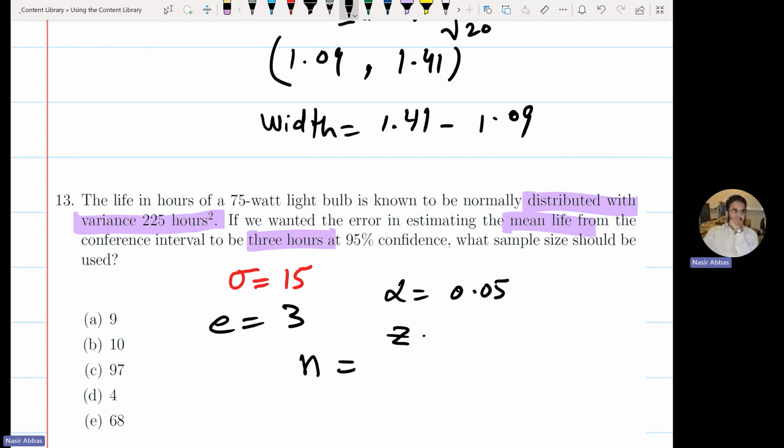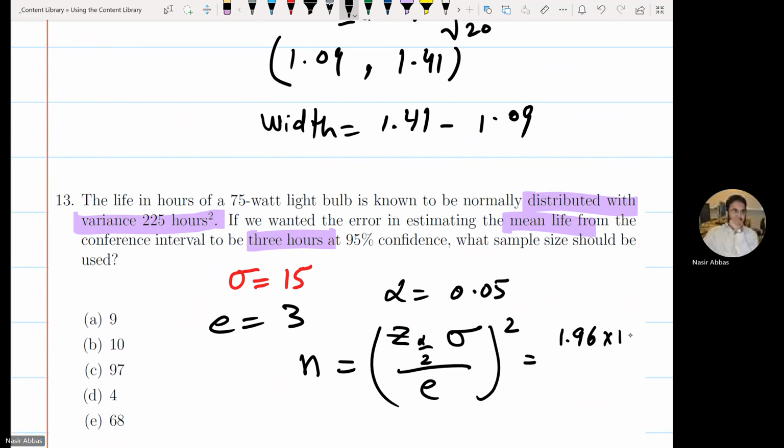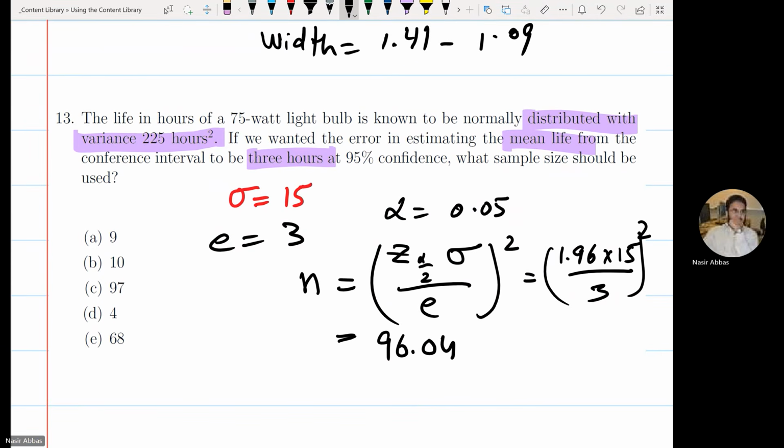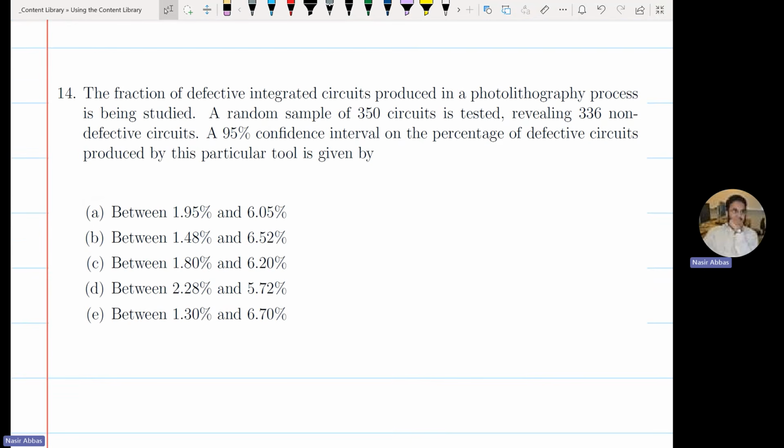N is Z alpha by 2 sigma over E, whole square. What is Z alpha by 2? For 5%, it is 1.96. What is sigma? 15. What is E? 3, whole square. This gives me 96.04. What is the answer? 97.